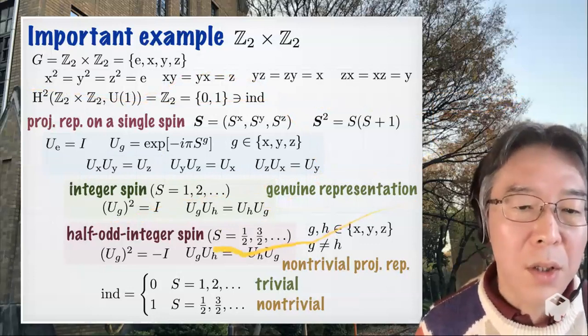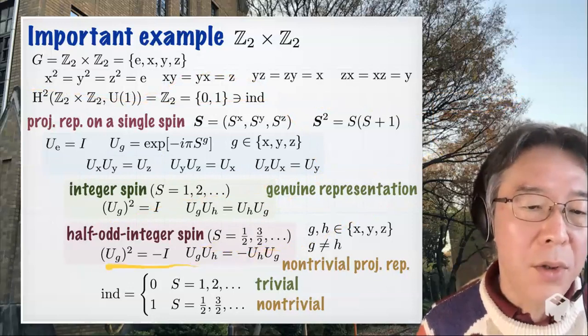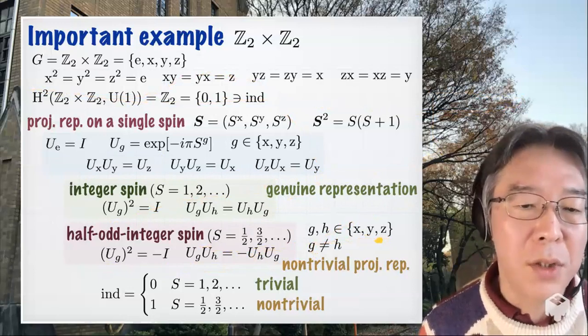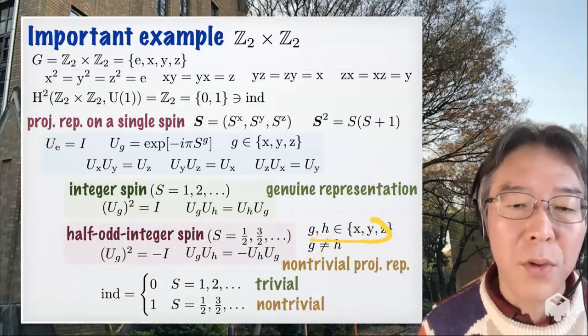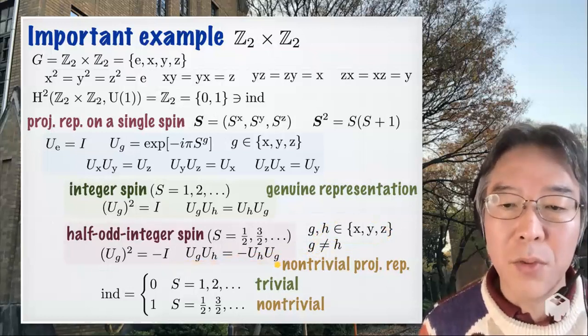But when S is a half odd integer, like 1/2, 3/2, then first of all, U_g squares to -1 when g is X, Y, or Z. And also, for these, this is essential: they anti-commute with each other.